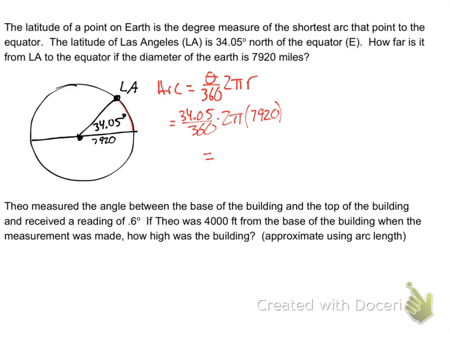You end up with what? You actually have to figure this out. Get it? No? Good catch, guys. Good catch. 7,920 miles is the diameter. We don't want the diameter, we want the radius. 3960? No. Is it 3960? So it's 34.05 divided by 360 times 2 times pi times 3,960.